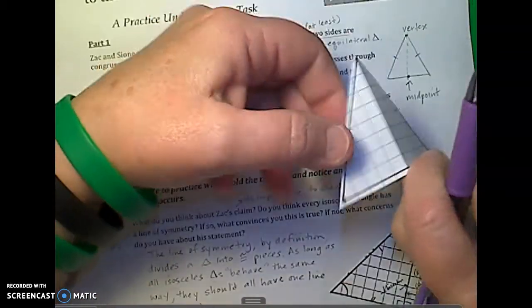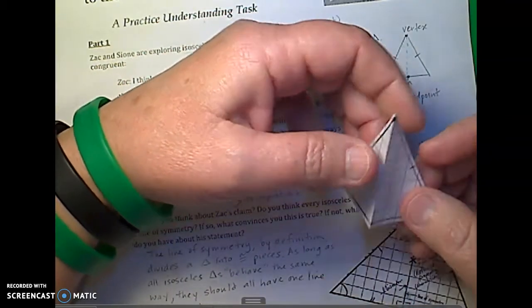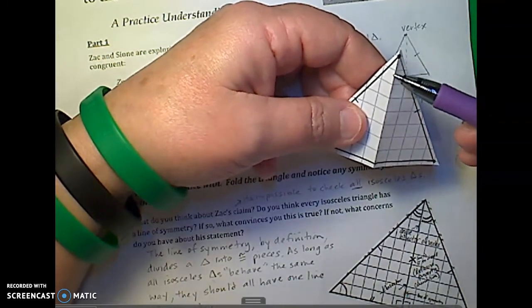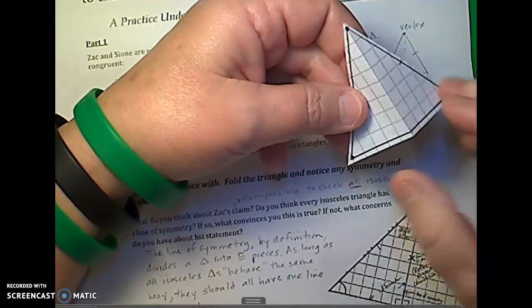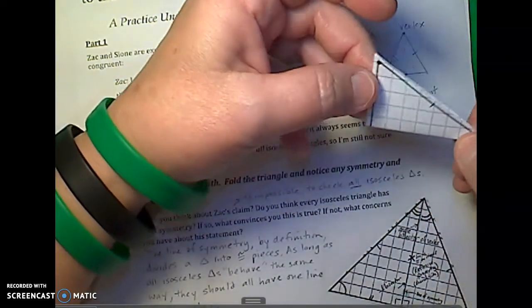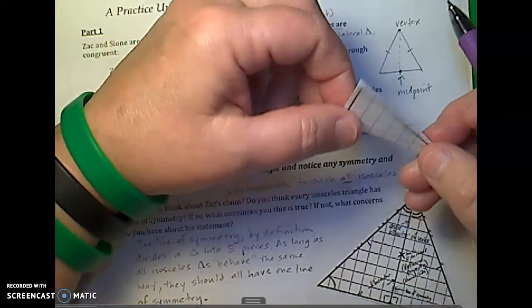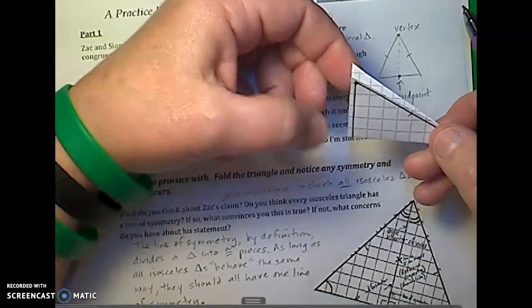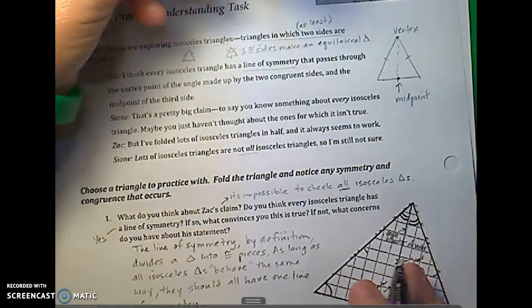And actually what we're going to do is fold the triangle to show this line, the crease basically. It's also called the altitude that connects the vertex to the midpoint of the opposite side. And when I fold that, you can see that I have two exact smaller triangles on either side. Now that tells me a whole lot about an isosceles triangle.